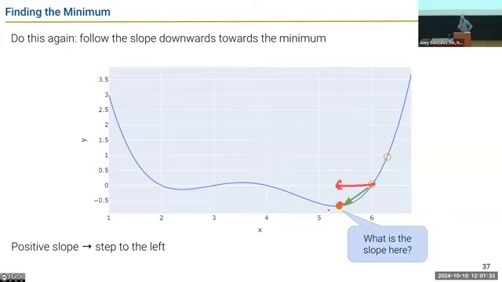Now which way should I go? What's the slope? Slope is 0. Why is the slope 0? Draw our tangent line. What's the slope of that line? 0. So which way should I go? I don't know which way to go. I'm at the bottom. So now we have a stopping condition. If we get to the 0, we're done. Right?